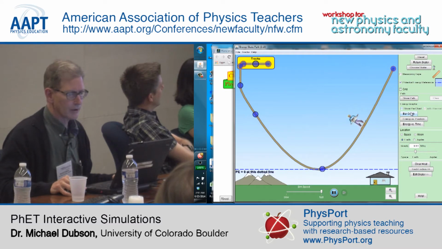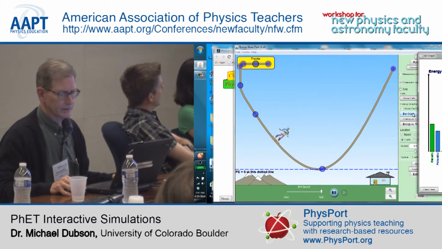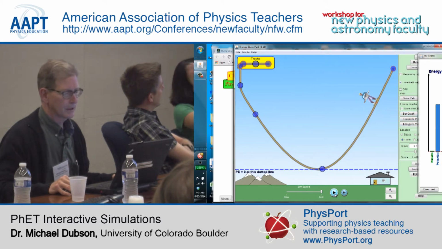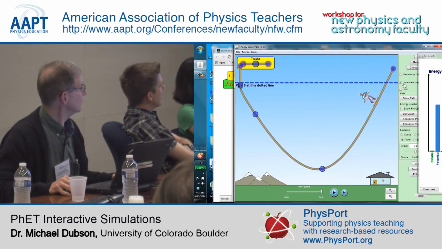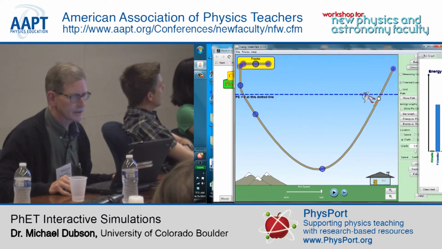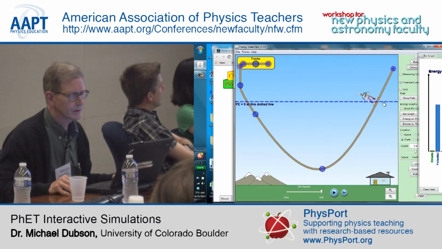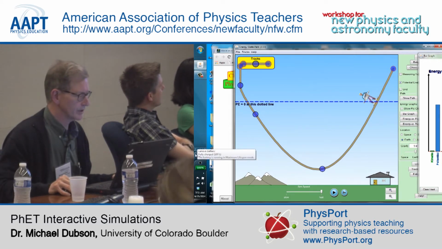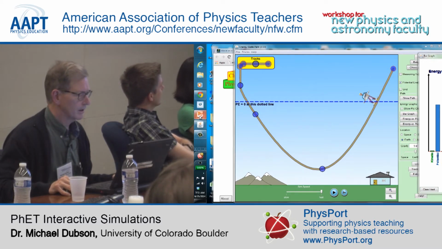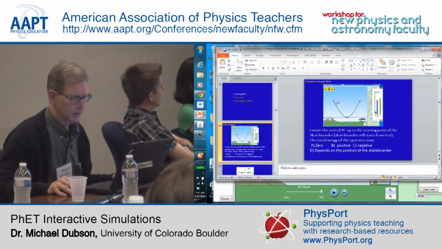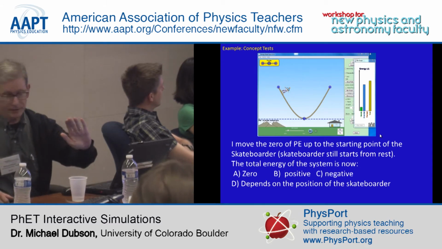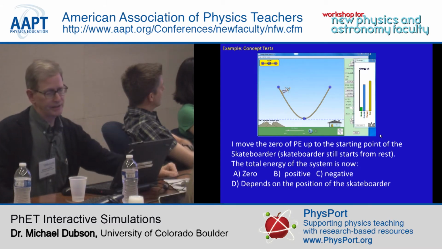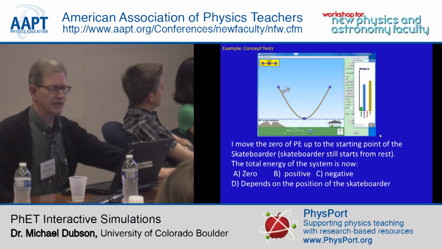So I can show a bar graph, energy versus time. And let me just stop this guy when he's right at the top of the track. And I've got a potential energy zero line here that I can move around. I'm going to move the potential energy line up to his starting point, and then I'm going to ask you guys a question about that situation. So I'm going to move the zero potential energy up to the starting point of the skateboarder. Skateboarder still starts from rest. Okay, the total energy of the system is now 0, positive, negative, or depends on the position of the skateboarder.